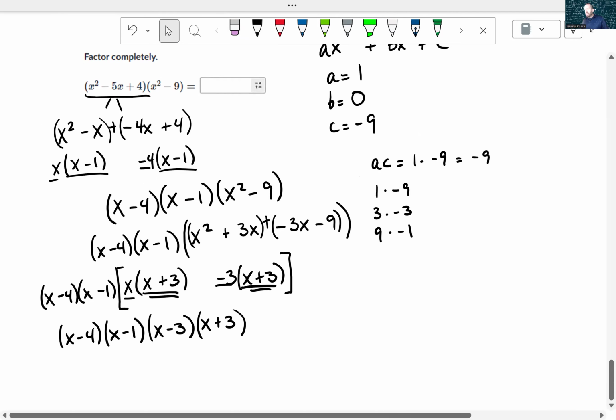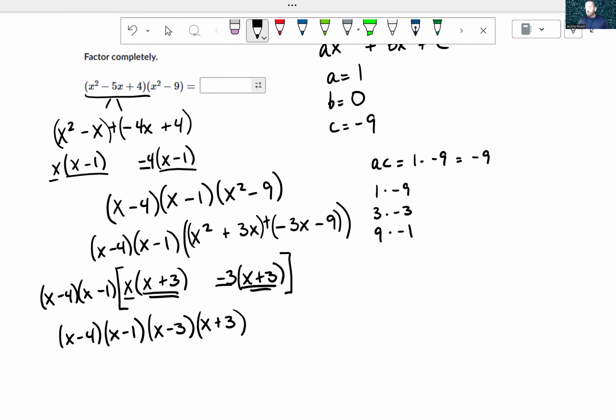Now, there is a shortcut when we have something where there is no b value, and if it's a minus, that's called difference of squares. So difference of squares says we can find the square root of both of them and then write it out and do one of them as a minus and one of them as a plus. So the square root of x squared is just x. The square root of 9 is 3. So then we write x plus 3 times x minus 3. And that's it for difference of squares.